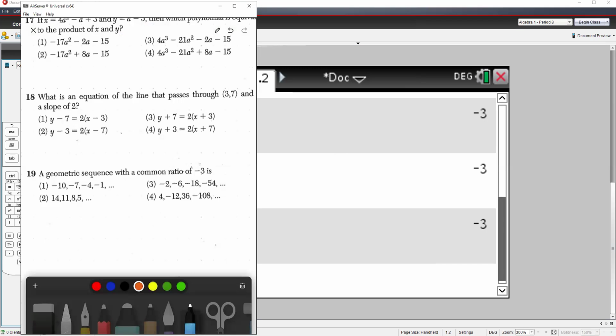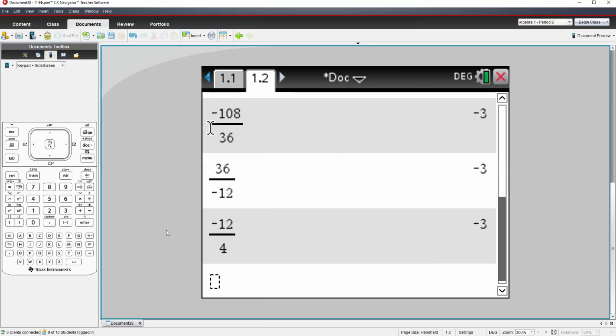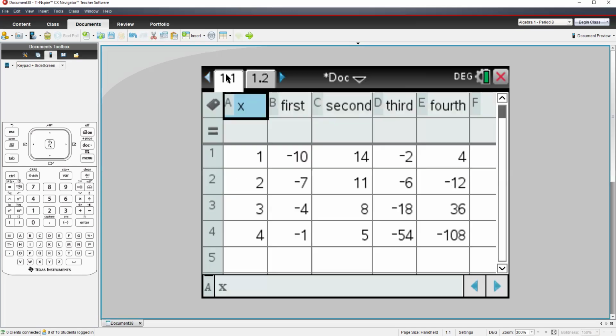Now, let's say you forgot how to calculate the common ratio. One of the things you can do is graph or plot these, create scatter plots, and see if they look exponential. If they are exponential, find the regression equation and see which one has a common ratio of -3. So let me show you what I mean. I think this will work.